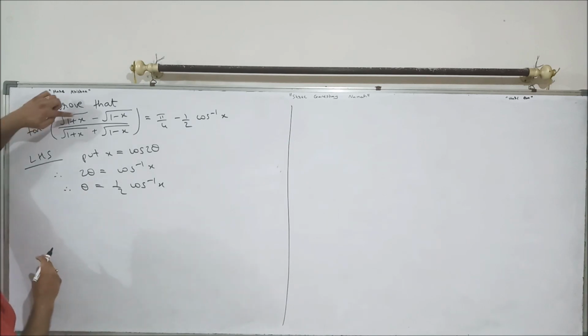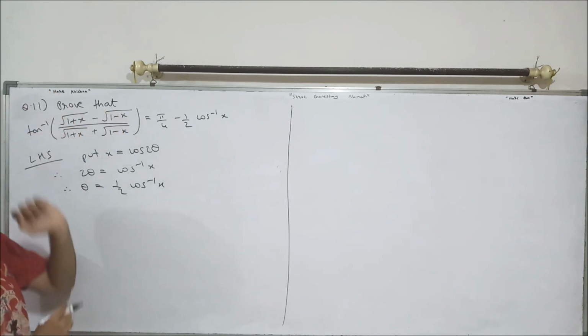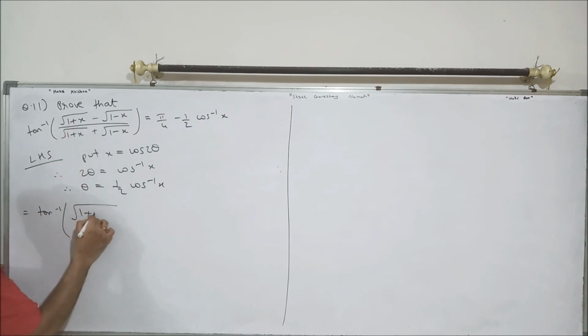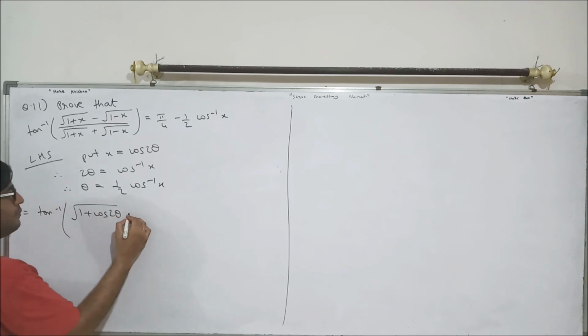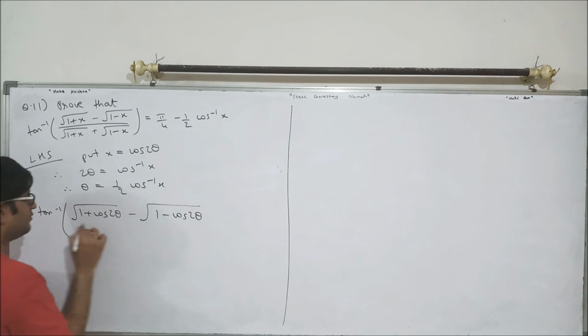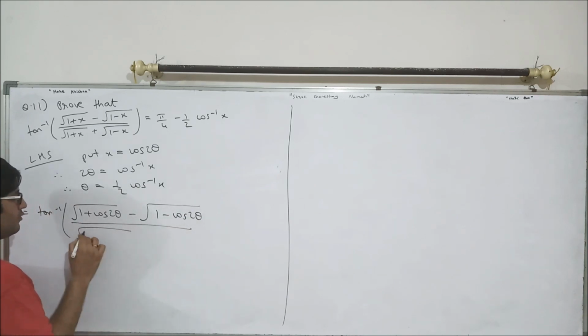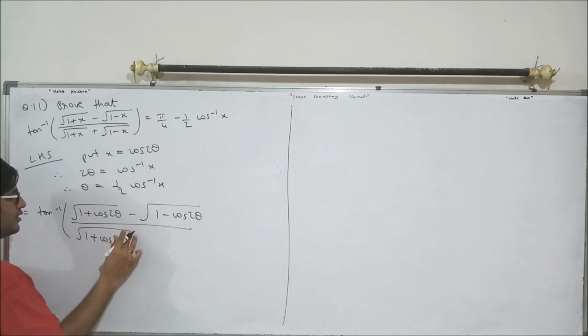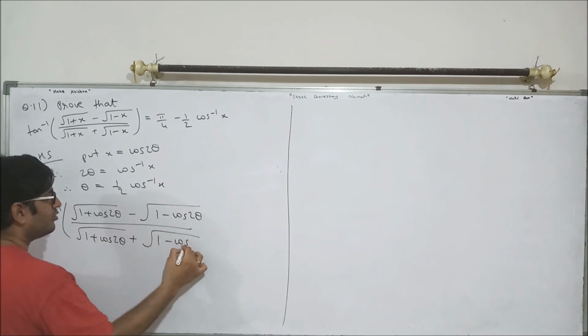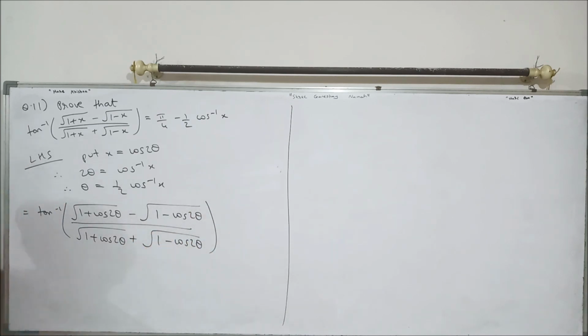Wherever you see x, you are going to put cos 2 theta. So we are going to get tan inverse of root of 1 plus cos 2 theta minus root of 1 minus cos 2 theta upon root of 1 plus cos 2 theta plus root of 1 minus cos 2 theta. Okay, now let us simplify.